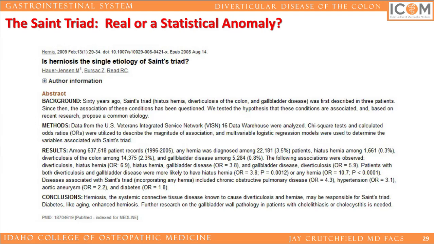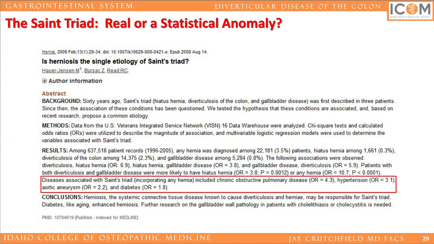In fact, it suggests the diseases associated with Saint's triad, incorporating any hernia, not just a hiatal hernia, including chronic obstructive pulmonary disease, high blood pressure, an aortic aneurysm, and diabetes may also be contributing factors. Thus, hernias, i.e. some sort of systemic connective tissue disease, may be responsible for Saint's triad and the development of diverticular disease. Perhaps an elevated elastin level will be able to explain this.